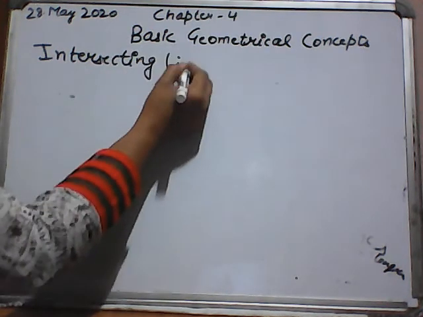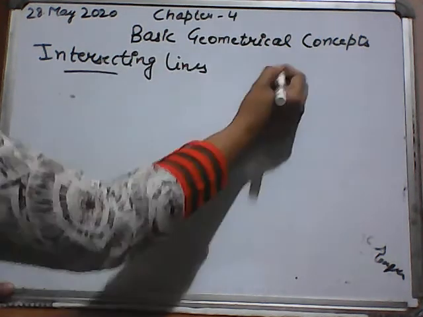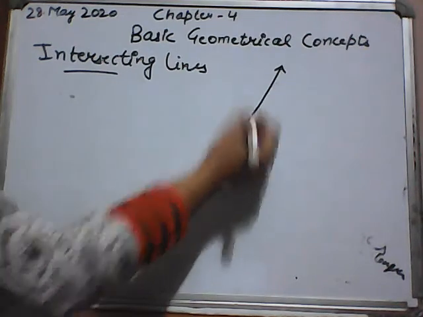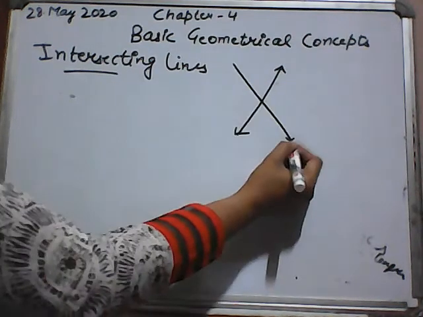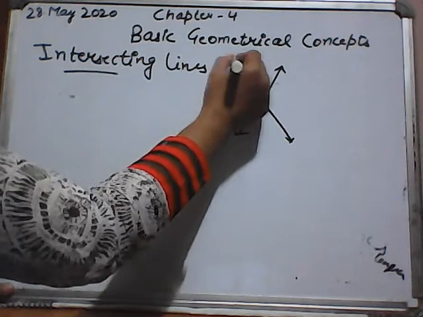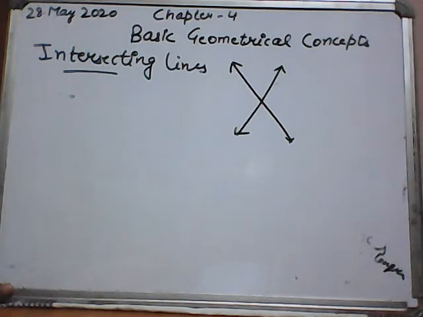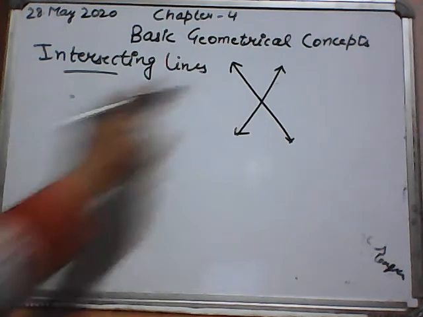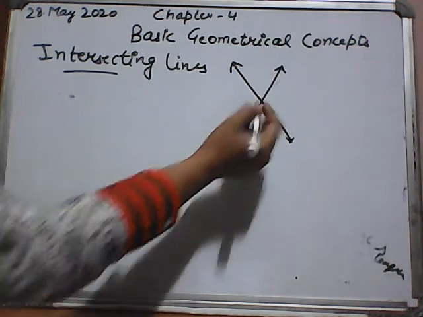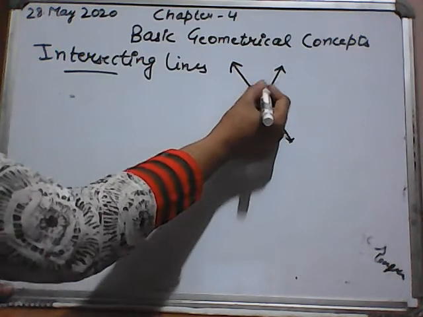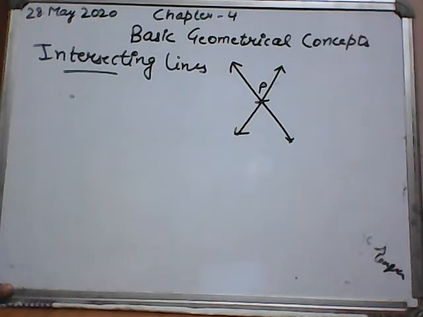Intersecting lines can be drawn with arrowheads on both sides, as a line can be extended in both directions and the length of lines is not fixed. If two lines intersect at a point P, or you can say if two lines have a common point, then these two lines are intersecting lines.